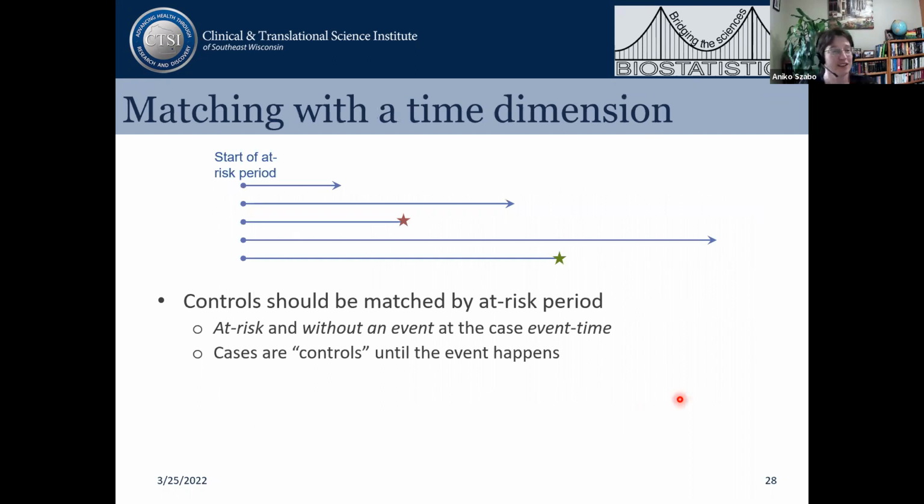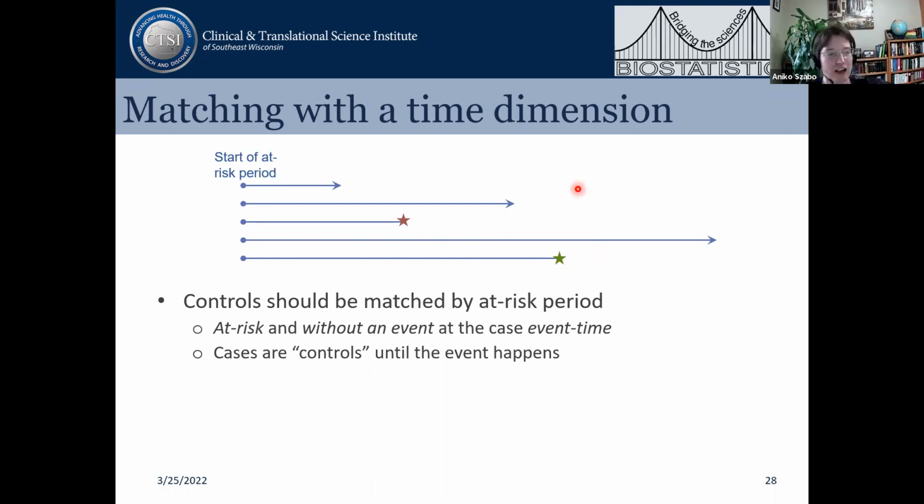Okay, so let's talk a little bit about matching with time dimension. So here I have some patients, their time periods. We start the risk period and then we follow up for some time, and then we lose them because they are discharged from the hospital, whatever, we don't have more information. And some of these people had events, right? The red star and the green star are the events, so they are the CPR events.